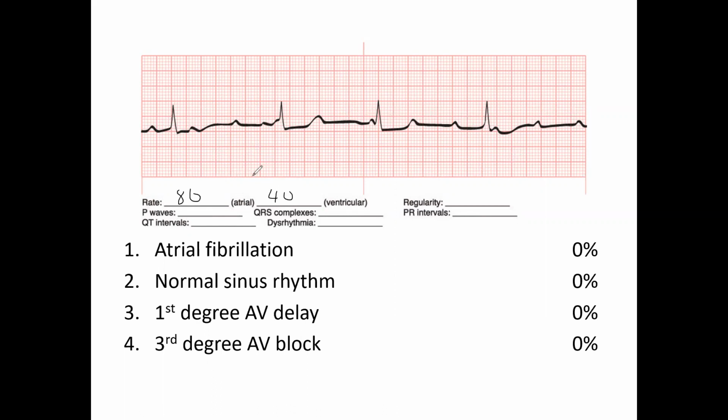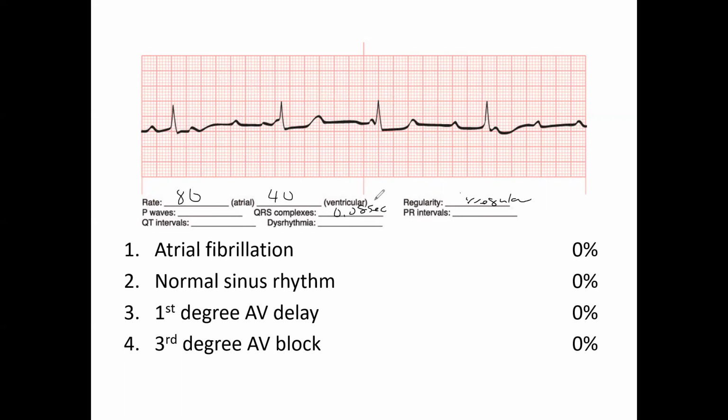Regularity. The ventricles seem to have some variation between two. You're a little bit longer here and shorter here, then you get a little bit longer. So we'll call it an irregular rhythm. Your P waves are normal in size and shape when they tend to appear. Your QRS duration is about 0.08 seconds.